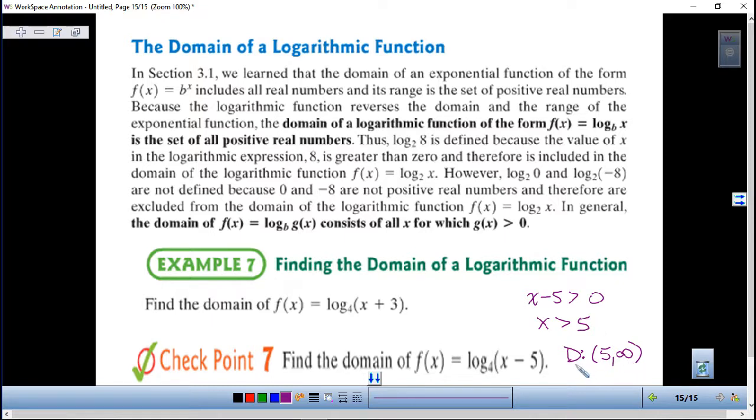So therefore the domain is from 5 to infinity, not including 5, so I put parentheses. Remember, if it was including 5, I'd have a bracket there. And you never include infinity because it's not actually a number.